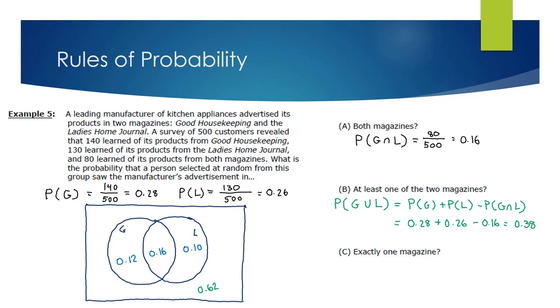But I want to figure out the probability of someone learning of this product through only one magazine. So exactly one, so one or the other, but not both. So I'm looking for basically the probability described by these two regions. And so when I make use of that, that means that the probability of someone learning of the product through exactly one magazine is 0.12 plus 0.10, which equals 0.22. Or about 22% of the respondents learned the product through one magazine or the other, but not both.